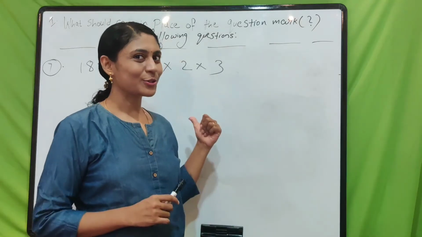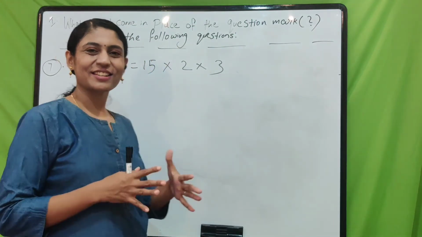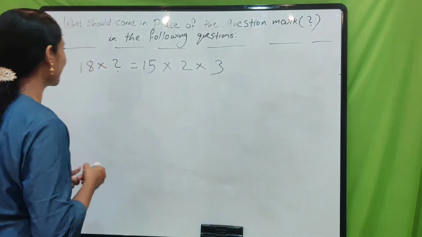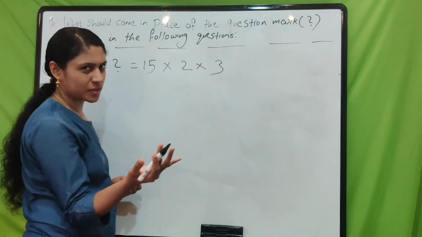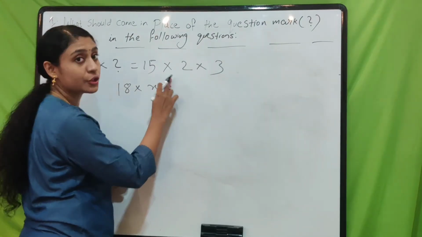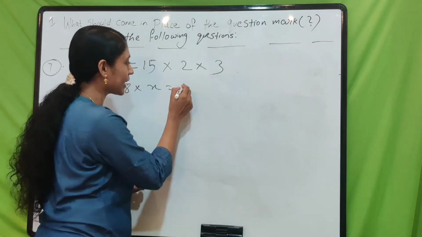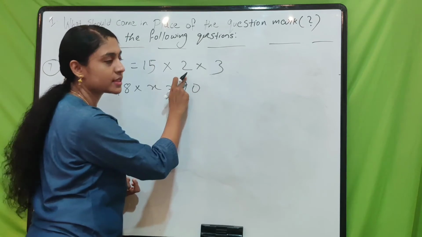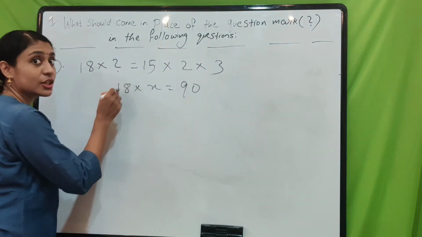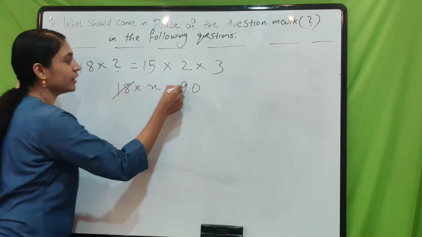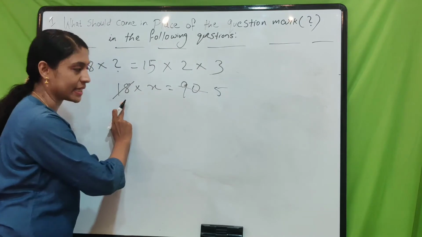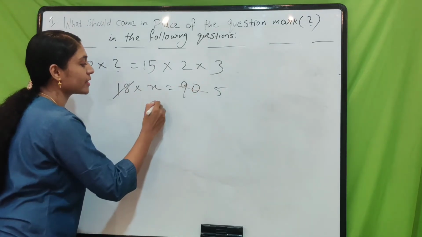So friends, moving on to the seventh question. It's very interesting to do calculation of these simpler numbers, right? So 18 into question mark can be replaced by x, right? So 18 into x is equal to 15 into 2 it is 30, 30 into 3 it is 90. Or you can do 3 into 6, 15 into 6 it is 90, right? So here 18 into 5 it is 90, right? 18 into 5, because 90 is divisible by 18. So 18 into 5 is 90, so x is equal to 5.